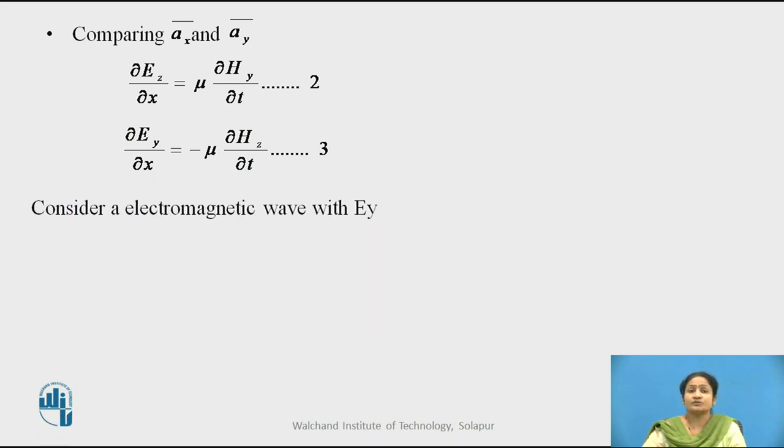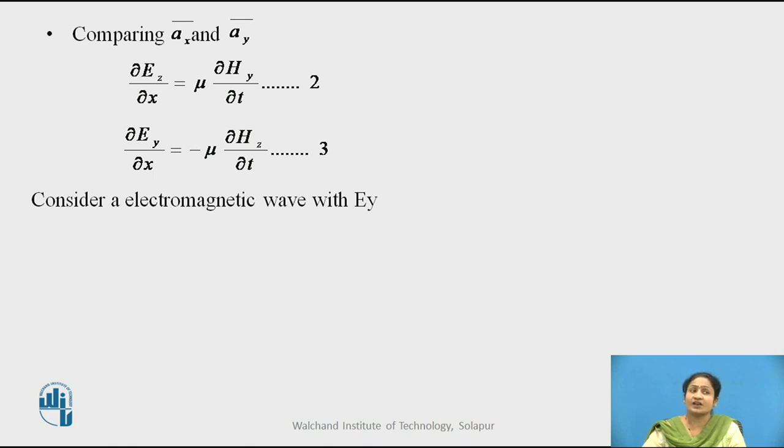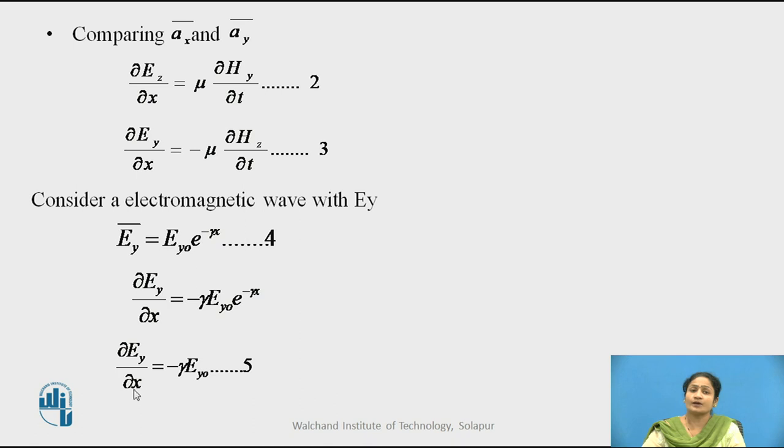Now, let us assume the electromagnetic wave is traveling with the electric field in the y direction. We will consider that electric wave as E0 e raised to minus gamma x, where E0 is the amplitude of the signal, as the wave is sinusoidally represented and has propagation, that's why it is minus gamma x in the x direction. Now, we will differentiate this equation 4 with respect to x. Then the differentiation will be dou Ey by dou x equal to minus gamma Ey.